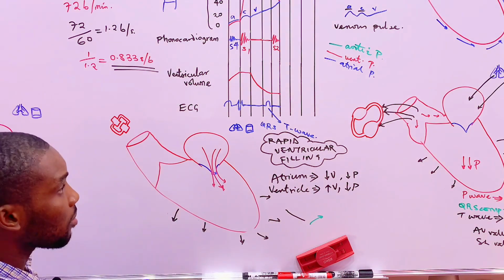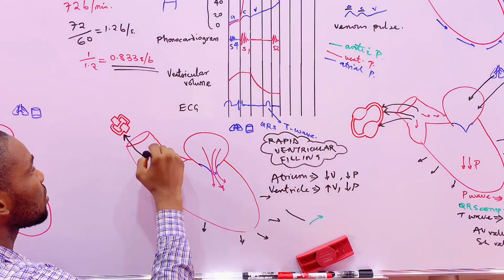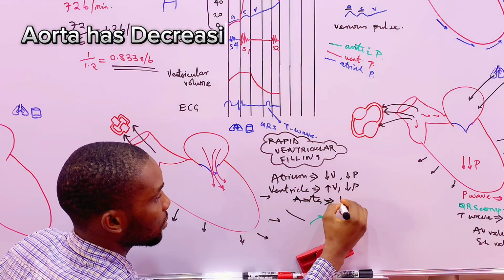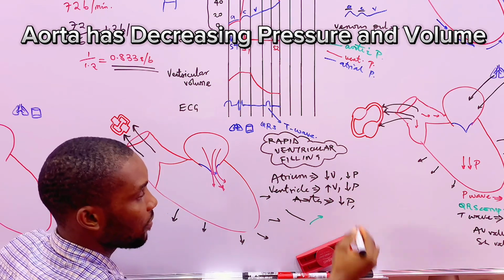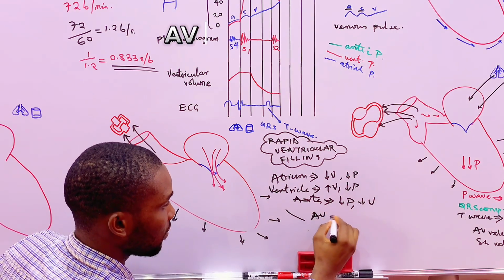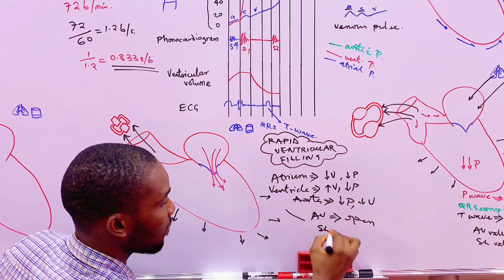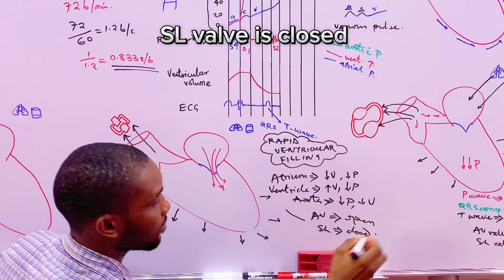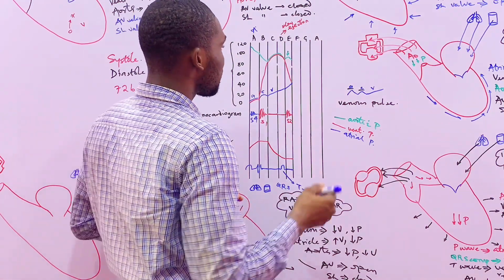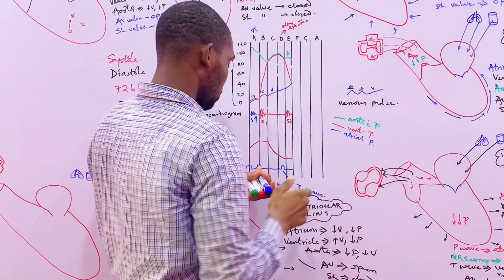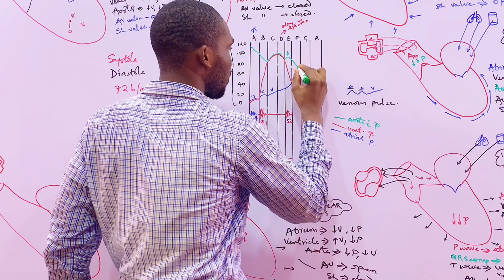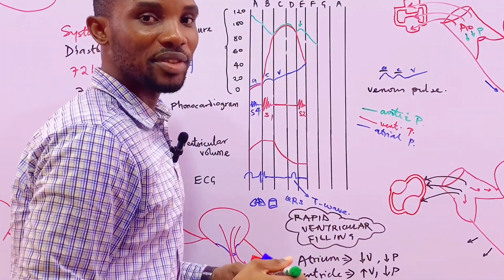Okay, how about the aorta? Remember that the aorta was feeding its children as well. So the pressure in the aorta is decreasing, and the volume in the aorta is also decreasing. Then we have our AV valve open and semilunar valve closed. So let's look at the graph. What happens to the aortic pressure? Remember, this is aortic pressure. The aortic pressure starts going down, because it's feeding its arterial tree.